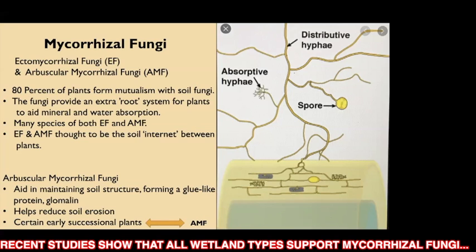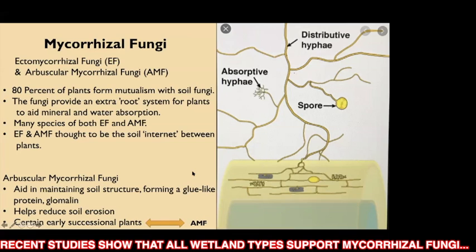Also, I think it's very interesting that recently they've found that the ectomycorrhizae, and I believe the arbuscular as well, are thought to be like the soil internet between plants. So this is how plants can communicate. They set up a net. So these hyphae go not only into the root, but they go between the roots.